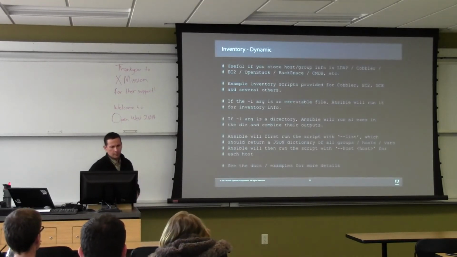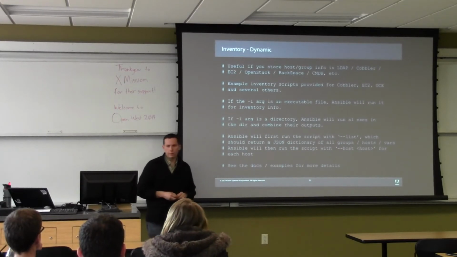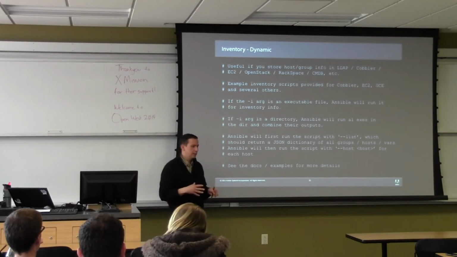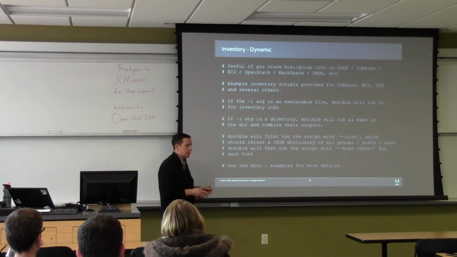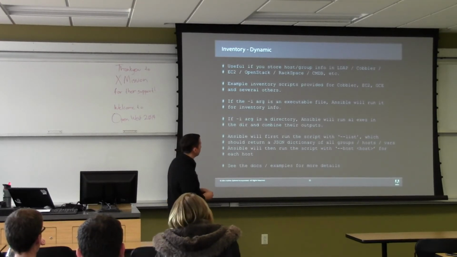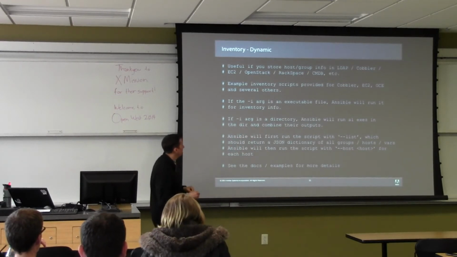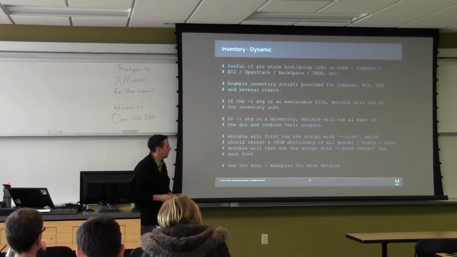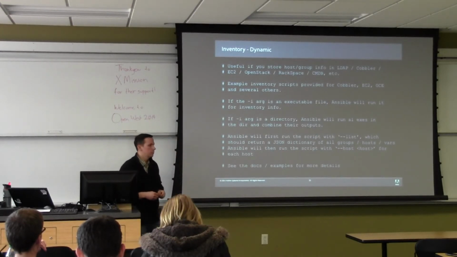All right. So you can also do dynamic inventory. Instead of using a static file for your inventory, you can write a script. Say you want to interface with a CMDB or with EC2 or Rackspace or some other cloud provider, there's a number of inventory scripts available that will query Cobbler, EC2, Google Compute Engine. Whatever you pass to -i, if it's an executable file, Ansible will run it for its inventory info.